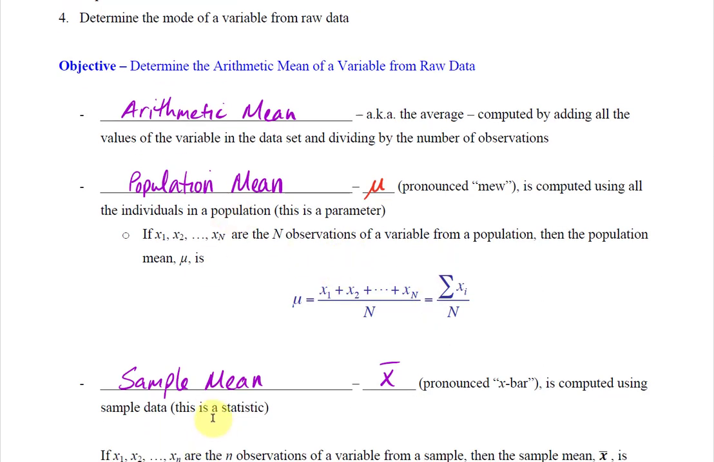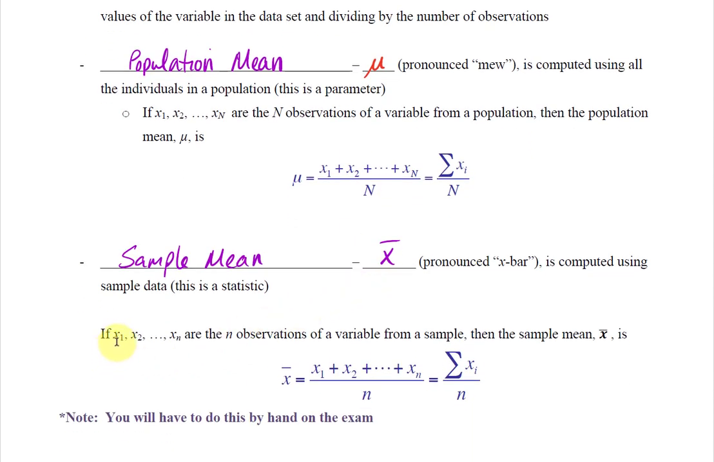Now, we also have the sample mean, or x bar. This is computed by using the sample data, so this is only a portion of the population. A sample gives a statistic; a population gives a parameter. Remember from chapter 1, the letter P goes with P, and the letter S goes with S. Sample goes with statistic. Population goes with parameter.